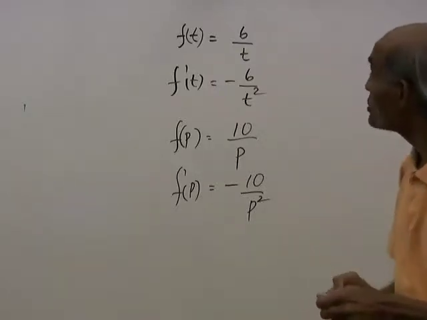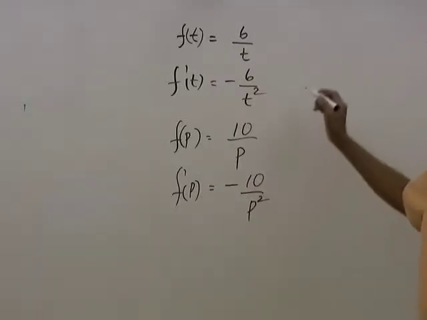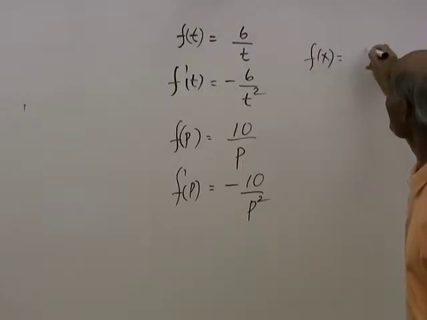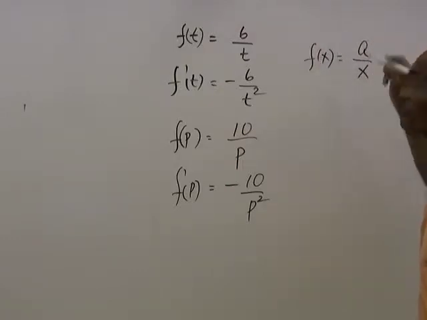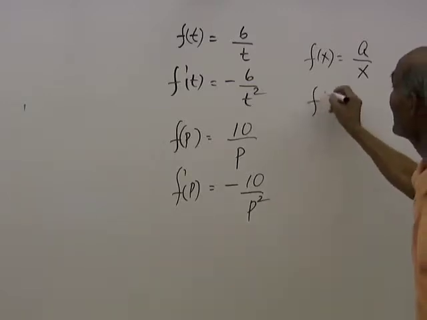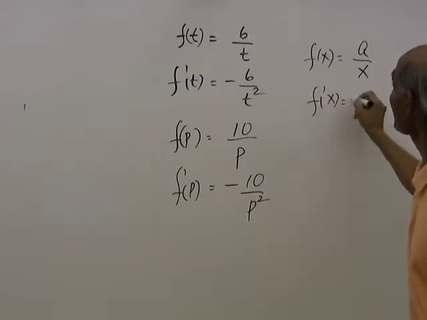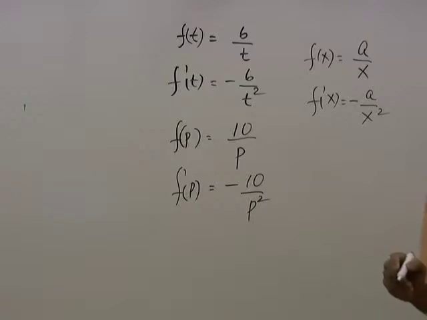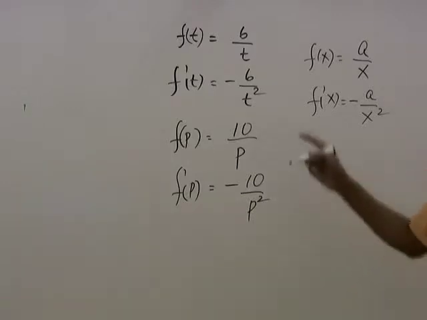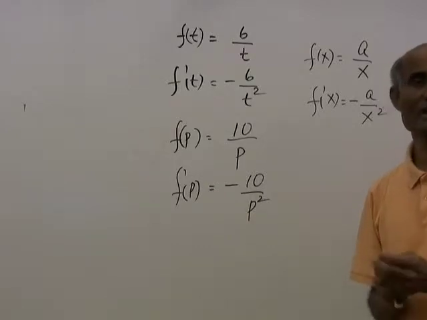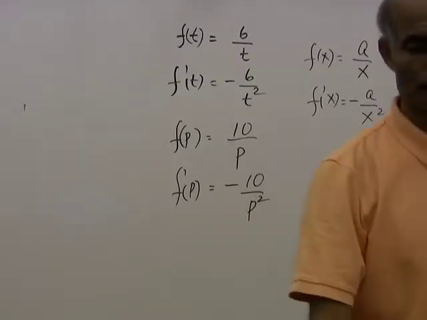Now, these are useful things. Now, generally, if I have f of x equal to, say, a over x, where a can be any constant, then f prime of x will be negative a over x squared. That's something that you can actually use anywhere when derivatives of such functions are desired. Okay.